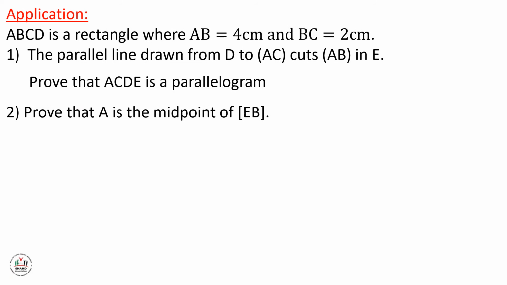Now let's solve this application. ABCD is a rectangle where AB equal to 4 cm and BC equal to 2 cm. In the first part, we want to prove that ACDE is a parallelogram after we draw the parallel line from point D to AC cuts AB in E. First, let's draw the figure.